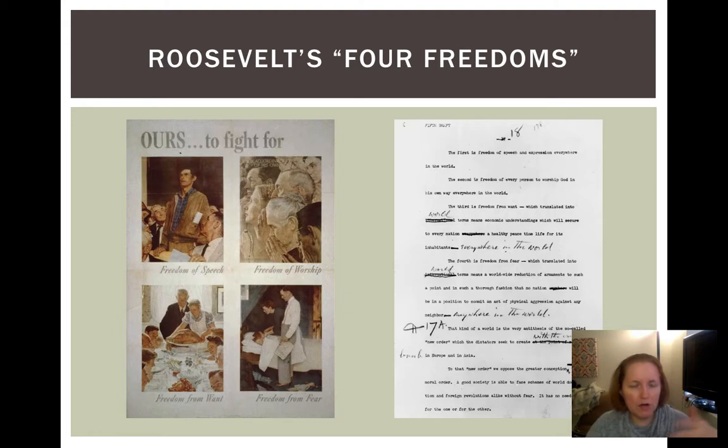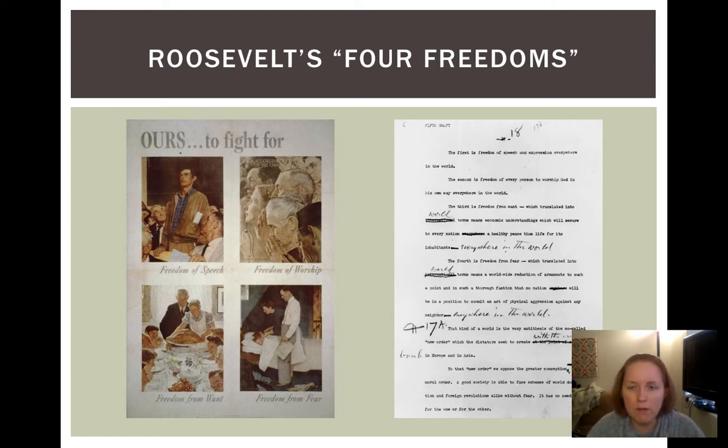And you can see here on the left, later in 1943, the artist Norman Rockwell depicts these four freedoms in a series of famous paintings. And these paintings were very popular. They were designed to boost American morale on the home front. And they were brought out basically to sell things like war bonds and to promote the war effort.